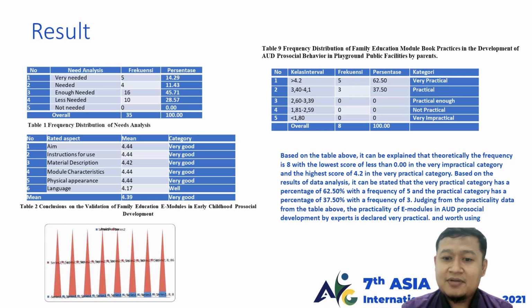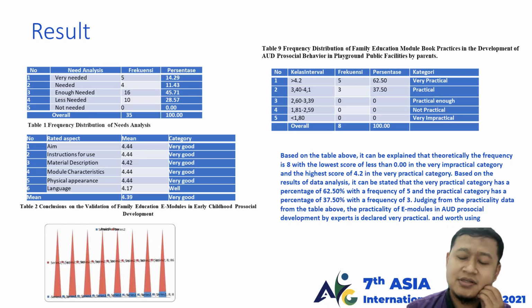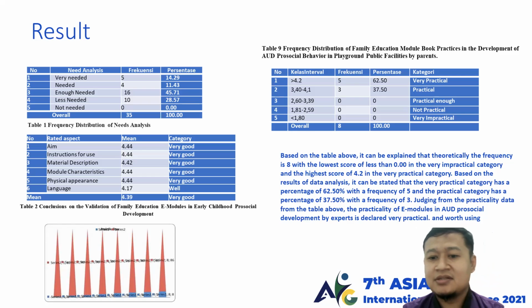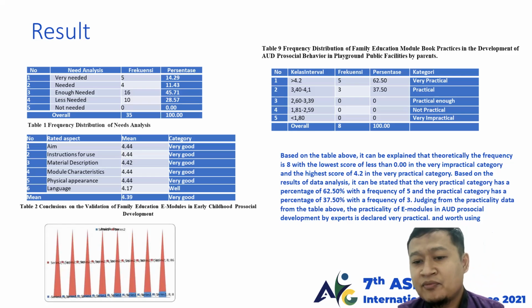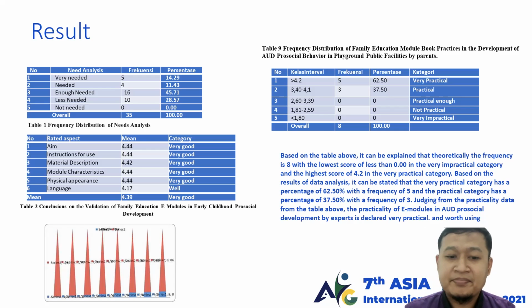Based on the result of the data analysis, it can be stated that the very practical category has a percentage of 62.50% with a frequency of 5, and the practical category has a percentage of 37.50% with a frequency of 3. Judging from the practicality data in the table above, the practicality of the e-module that we developed for AUD pro-social development, by experts, is declared to be very practical and worth using.